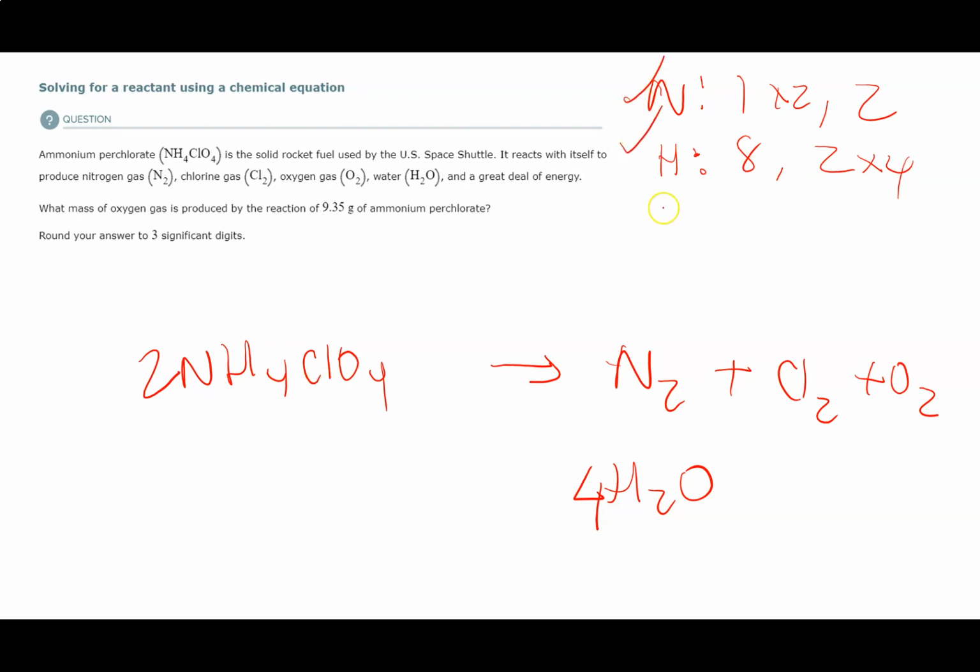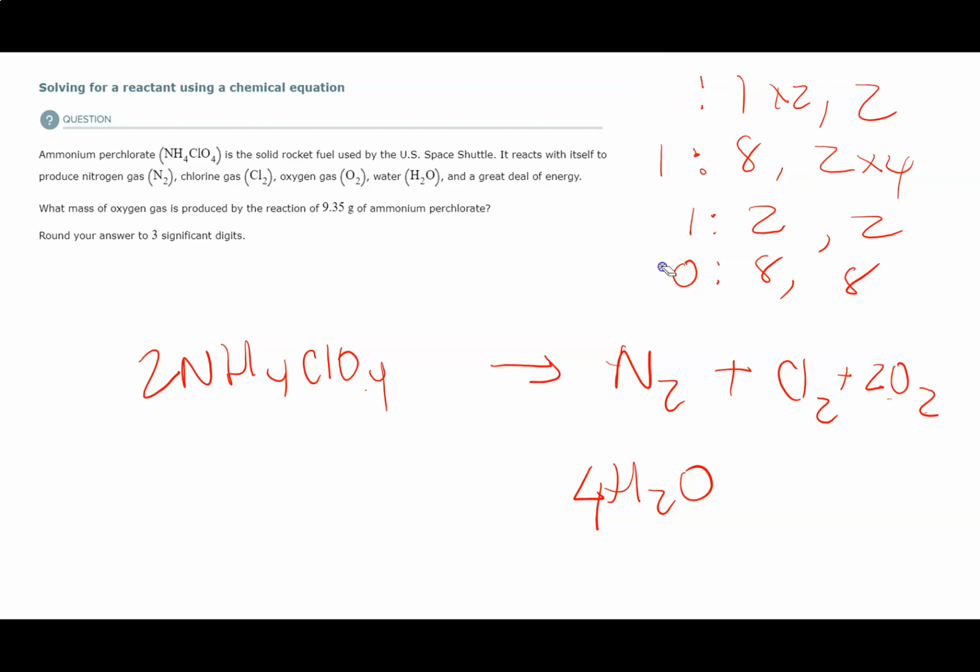So now I'm going to move on to chlorine. And on the left I've got 2, and on the right I've also got 2. So chlorines are done. And so then that's just going to be oxygens. On the left I've got 2 times 4, that's 8. And on the right I've got 4 plus another 2, so that is 6. But hopefully you can see that if I just make that a 2, then I would have 8 oxygens on both sides and everything is balanced.